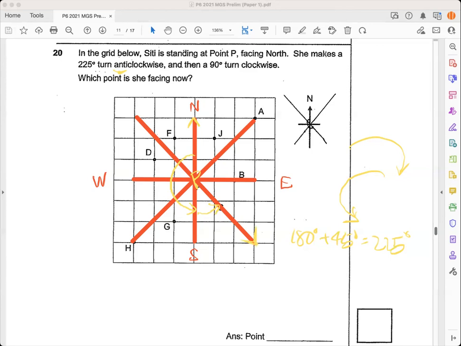Now then she makes a 90 degrees clockwise. So 90 degrees will be from here. We use our other color pen. Will be from here, 45 and now 45. This will be 90 degrees. And she will be facing H. So the answer is H.